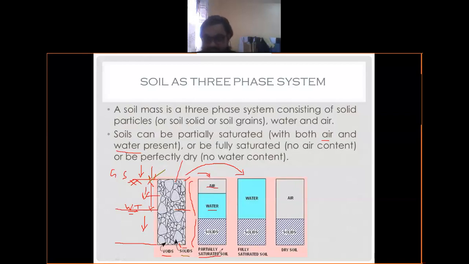Now saturation is related to the presence of what? How much water is present in the void. Partially means what? Not fully. Partially means any percentage less than 100%.